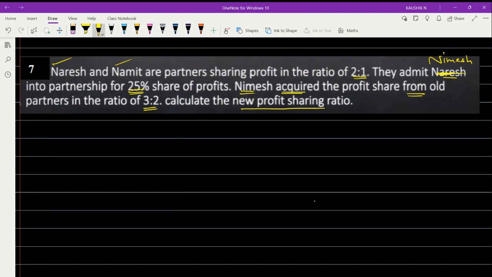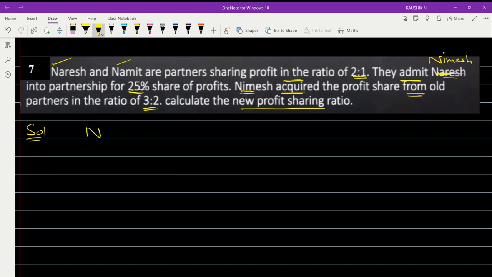Acquired. The word acquired is given very clearly here. And other than that, when the word acquired is there, what is the accompanying word? From is also mentioned. So it is very clear cut that this is an acquired case 200%. Now let me first write the partners' names here, the solution.